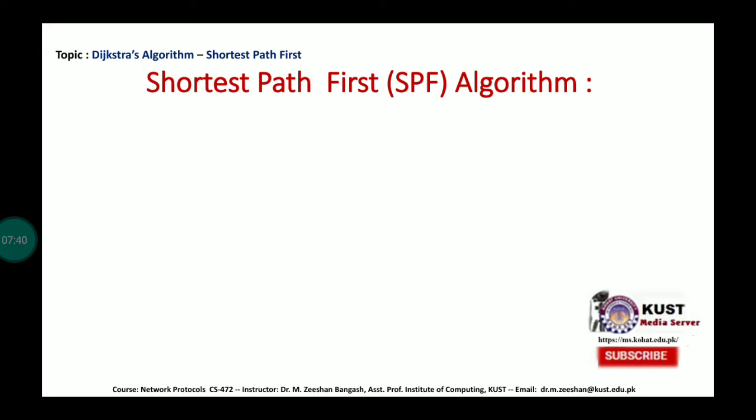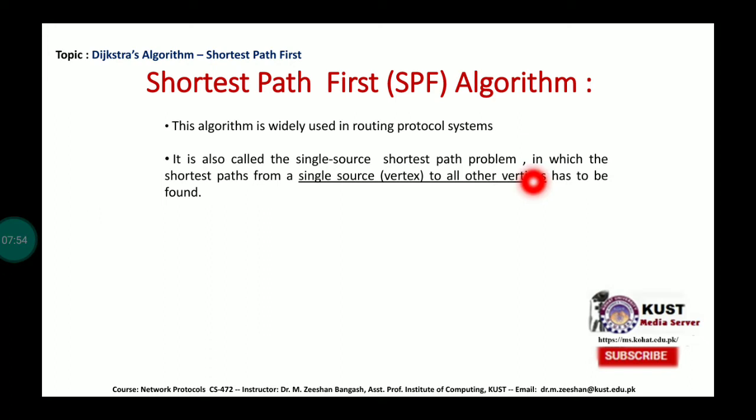Now, about the shortest path algorithm. Apart from being used in GPS navigation, it is widely used in routing protocols, and it's also called the single source shortest path problem, in which the minimal path from the single source vertex to all the other vertices is calculated and shown. We will be looking into how this calculation is performed using the Dijkstra algorithm technique in the upcoming slides.